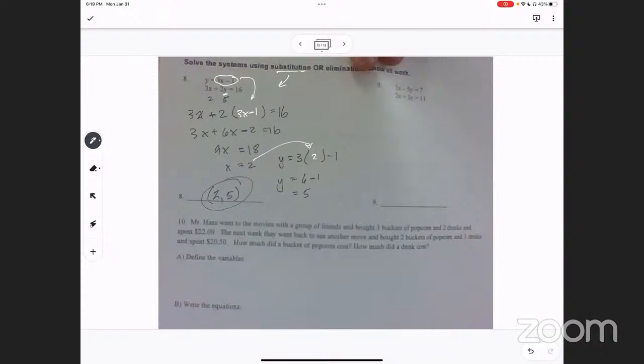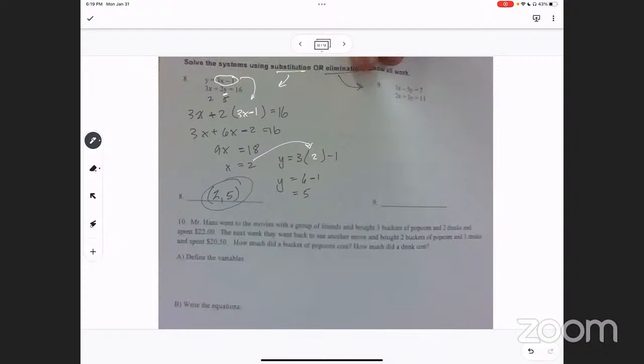All right. Number 9, we're going to use elimination for number 9. Why is elimination the better one to use for number 9? I don't know. Well, they're both in standard form. You see how they're both in standard form? So it wouldn't be easy for me to plug one of them into the other one. I'd have to do some work first. I could do it, but it just wouldn't be that easy.